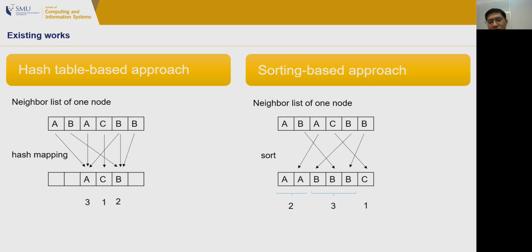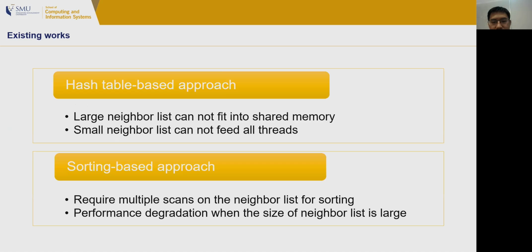There are 2 categories of those methods. One is the hash table based method on the left-hand side, and the other is the sorting based approach, which sorts the label list by their labels, on the right-hand side.